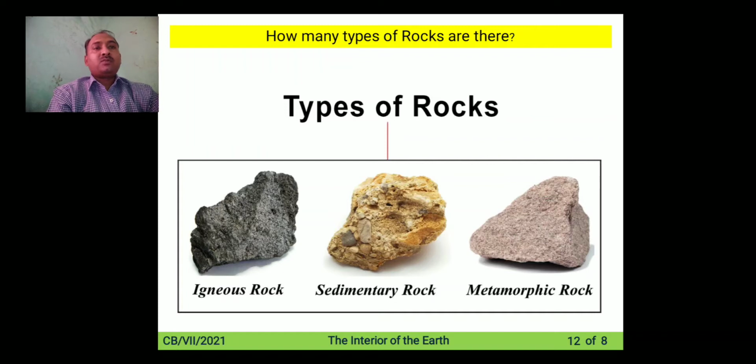Now we have to understand the different types of rocks which are found on the surface layer of the earth. Here there are three important images shown to you. These images are specially concerned with the different types of rocks. First, igneous rock, then sedimentary rock, and metamorphic rock. You know very well how these rocks are formed.